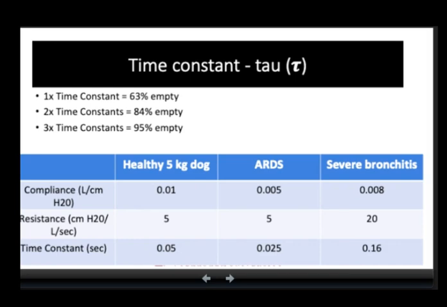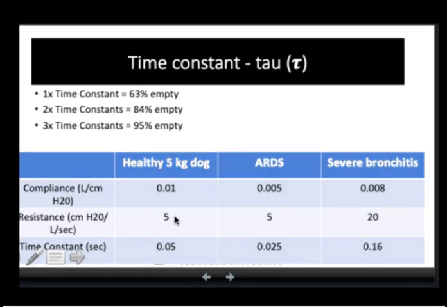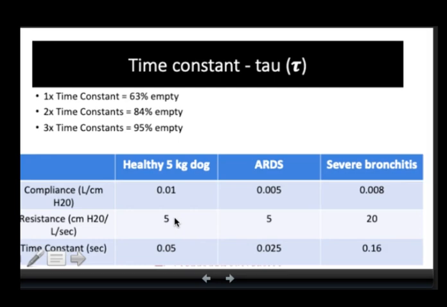Imagine you have a 5-kilo dog with healthy lungs who has this compliance and resistance. Time constant will be 0.01 times 5, which equals 0.05 seconds. If you multiply this by 3, you will get 0.15 seconds that are required for expiration.